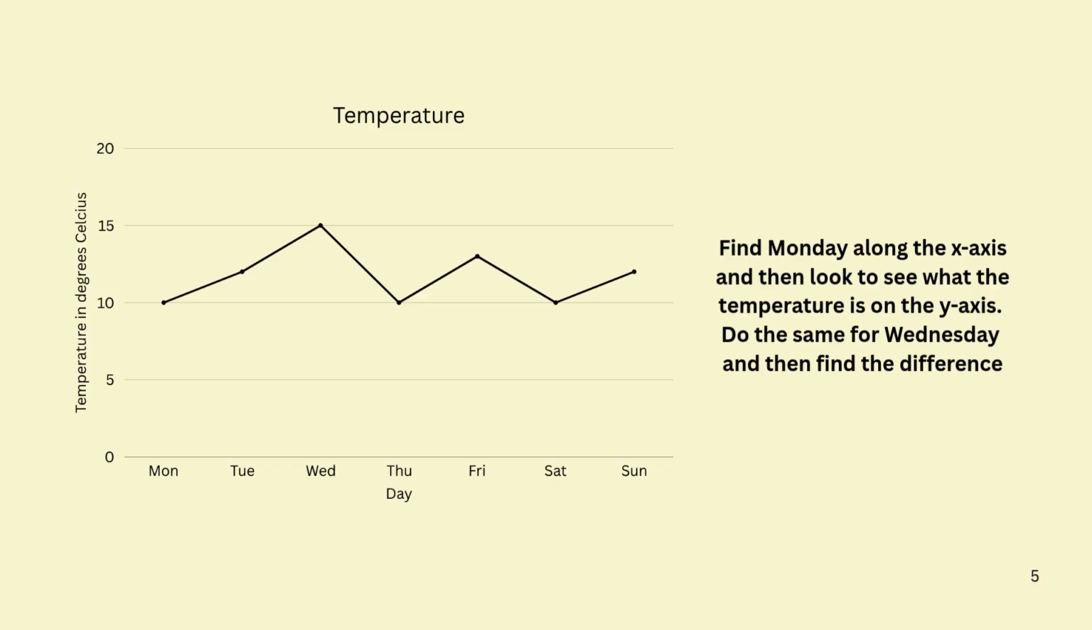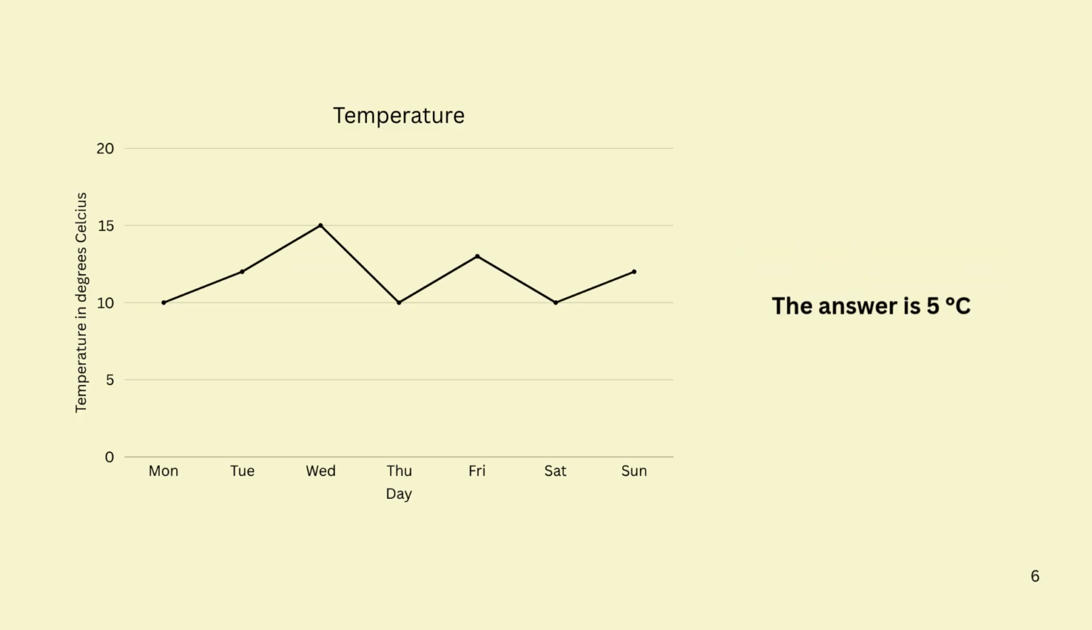So the temperatures Monday, it's 10 degrees Celsius and Wednesday, it is 15 degrees Celsius. And the question is asking you to find the difference. So the answer is 5 degrees Celsius because 15 minus 10 is 5. And in this scenario, we're working in degrees Celsius, so it's 5 degrees Celsius.